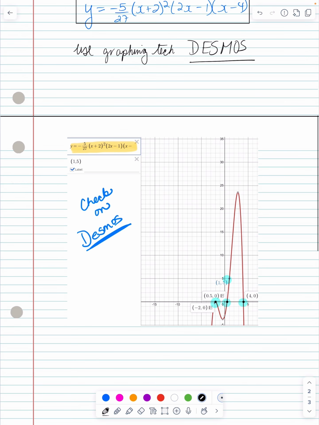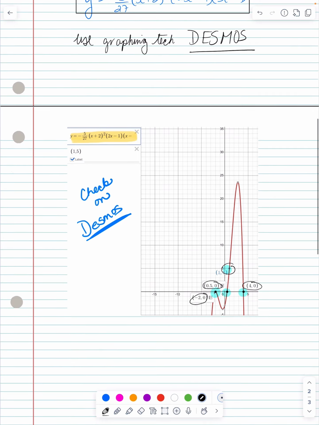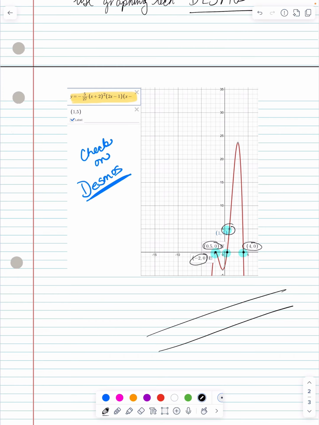When I take a look here, I can verify that there are my roots, 1, 2, and 3, and here's my point. And this graph looks like the question above. Now that we have that, now we are finished, and that was easy.